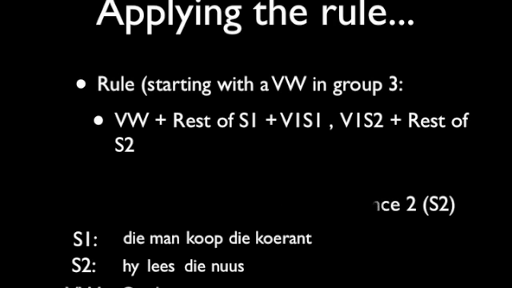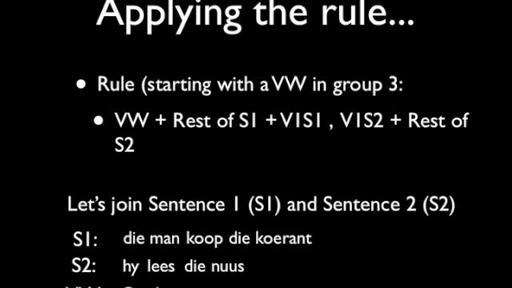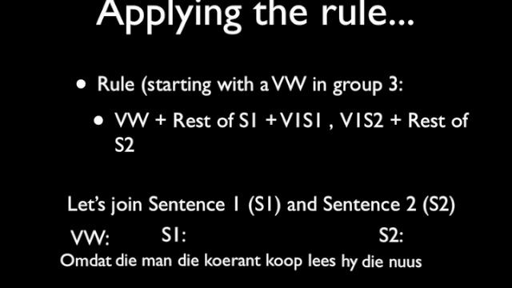So if we now join sentence 1 and sentence 2 using omdat, what happens? First you've got omdat, which is the conjunction, then you've got "die man, die koerant", which is the rest of sentence 1, and then you've got verb 1 of sentence 1, which was "koop". Then you add a comma, and then verb 1 of sentence 2, which is "lees", and then the rest of sentence 2. So if you compare and match it up with the rule, there's your conjunction, there's the rest of sentence 1, there's verb 1 of sentence 1, there's verb 1 of sentence 2, and there's the rest of sentence 2.